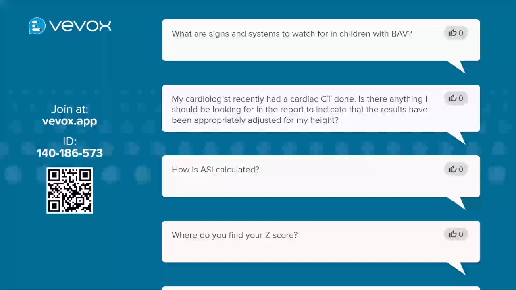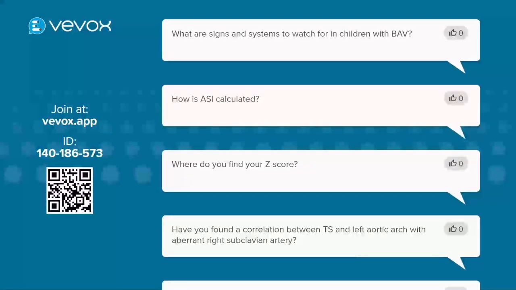My cardiologist recently had a cardiac CT. Is there anything I should be looking for in the report to indicate the results have been appropriately adjusted for my height? So the answer is most radiologists will not do any adjustments for height in Turner syndrome. And that's actually for any condition whatsoever. They'll report the diameter, but it will be up to the cardiologist or the doctor who ordered the study to do the adjustment for height.